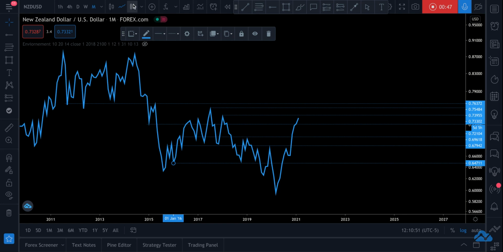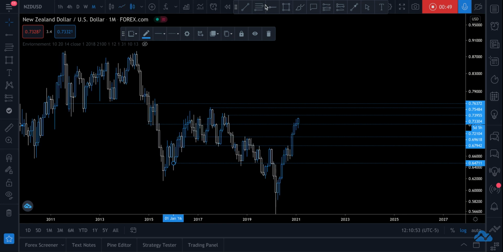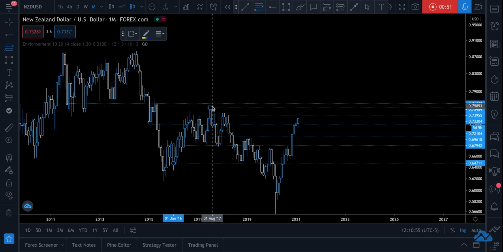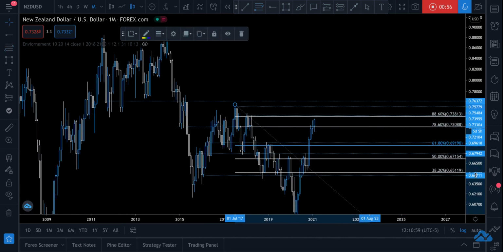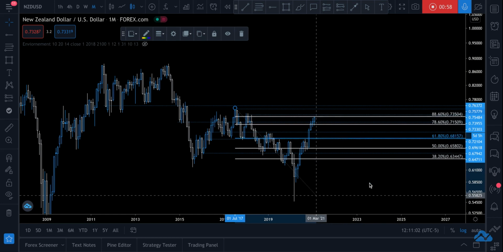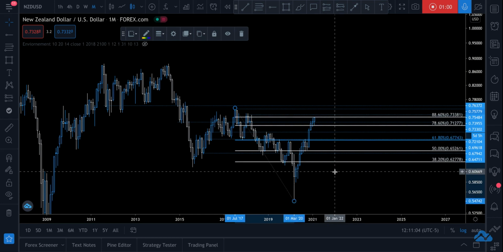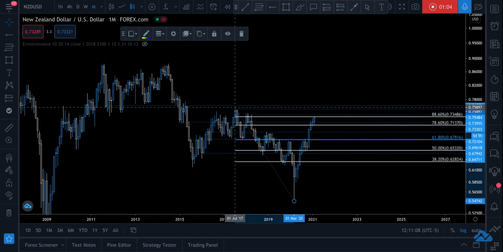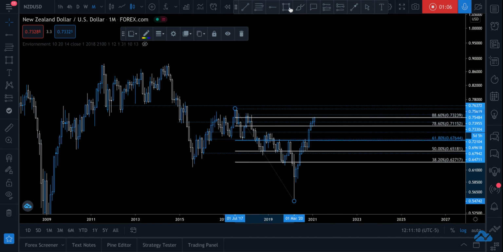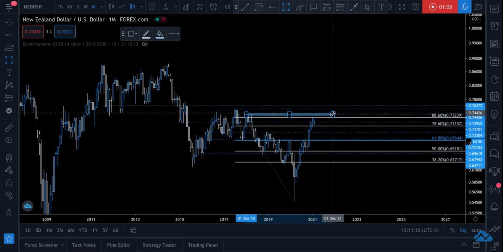Okay, so now that we've got that done, we can throw on the candles, and then what we're going to be doing is looking for some fibs. Cool. So we can see here that we have this 88 aligning with this previous area of structure.